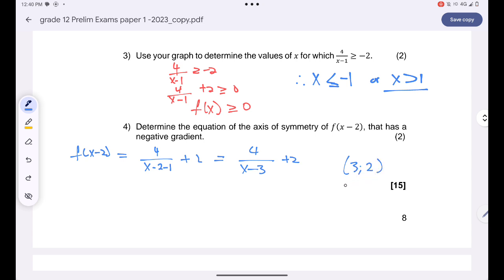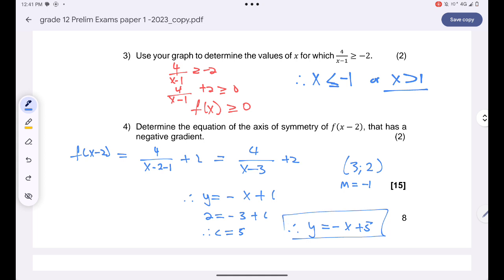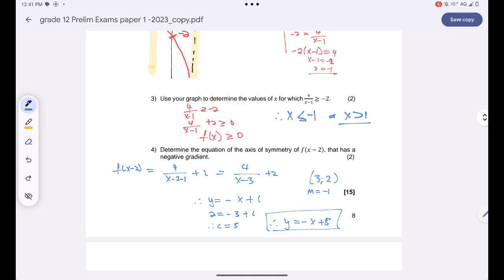Are you together? The gradient of the line is negative 1. So therefore, the equation is just y is equal to negative x plus c. I just need to find the value of c. The y value is 2 if the corresponding x value is 3. So therefore c is just equal to 5. Therefore the equation of the axis of symmetry is y equals negative x plus 5. That's how, guys, you're supposed to deal with the third question over there.